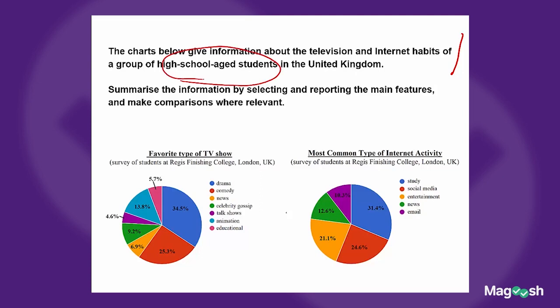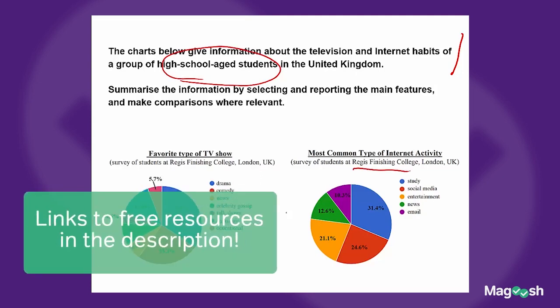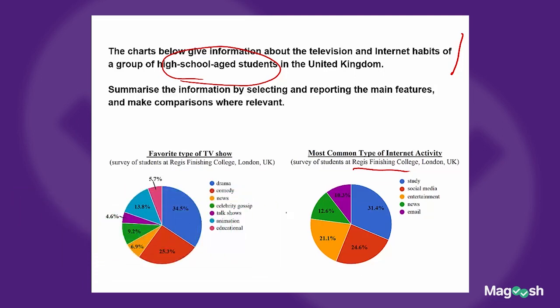They're all at the same school in the United Kingdom. It's called the Regis Finishing College. And we're looking at TV habits, favorite types of TV shows, and the way that they use the internet, based on responses they provided in some kind of survey. So these pie charts are what you would have to respond to for the sample prompt we're going to look at in a moment.